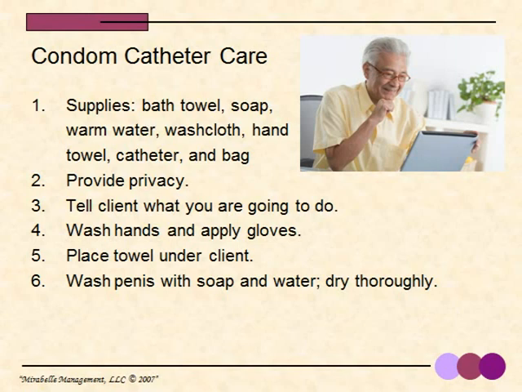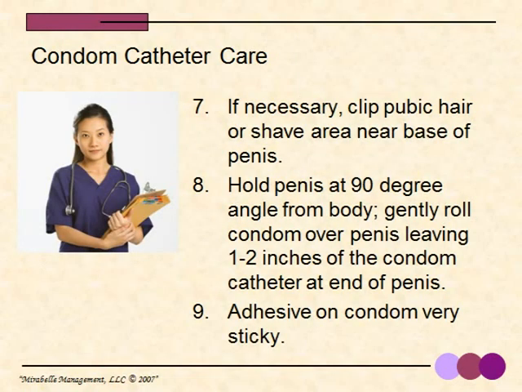Then place the towel underneath the client. You need to wash the penis with soap and water and then dry it thoroughly. It may be necessary to clip the pubic hair or shave the area near the base of the penis. You hold the penis at a 90-degree angle from the body and gently roll the condom over the penis, leaving 1 to 2 inches of the condom catheter at the end of the penis.